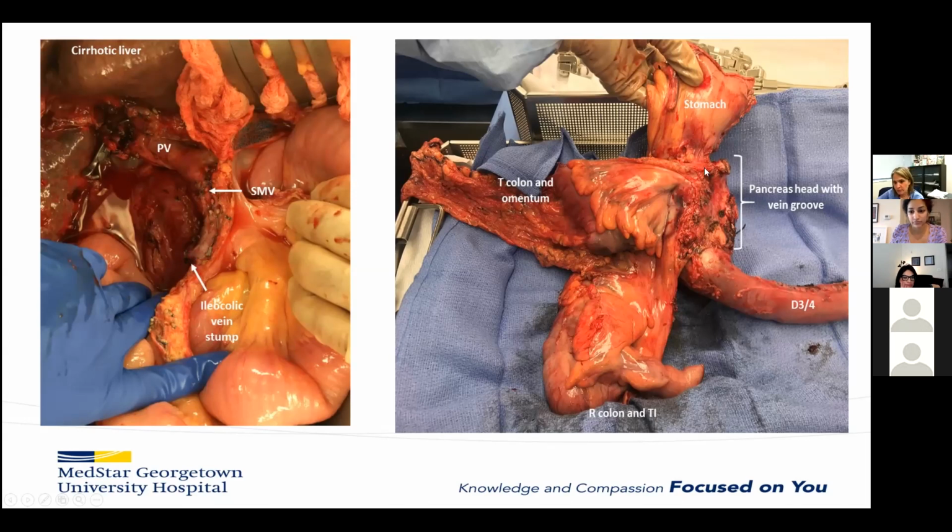And then this is the specimen itself. So you can see this is the normal Whipple specimen, a stomach, a pancreas head, and then the duodenum here with the ileocecal valve, right colon, and then left colon where there's a bunch of dye and omentum. You can see that area, the problem was all in here where the splenic vein, or sorry, where the SMV was coming down the venous groove here and the retroperitoneal part of it here.